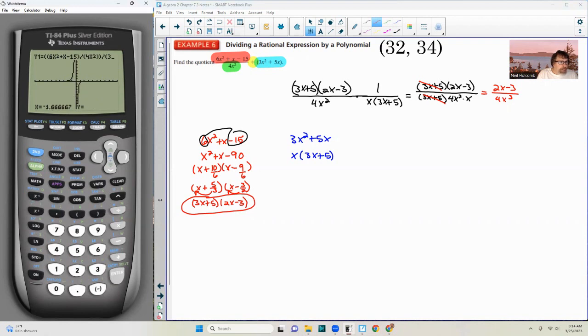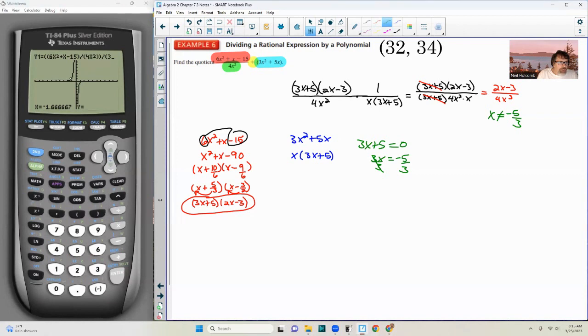And when I checked -5/3, y has no value. The reason for that is once I flipped this and multiplied by x and 3x plus 5, what makes this 0? Well, if I take 3x plus 5 equals 0 and subtract 5 from both sides, I get 3x equals -5. Divide by 3, and I get x equals -5/3. So x cannot equal -5 over 3, because if I plug that in, it's right here, but there's a hole in my function.